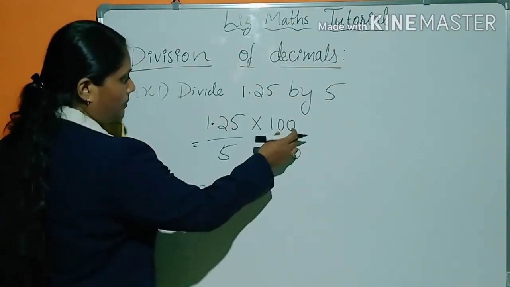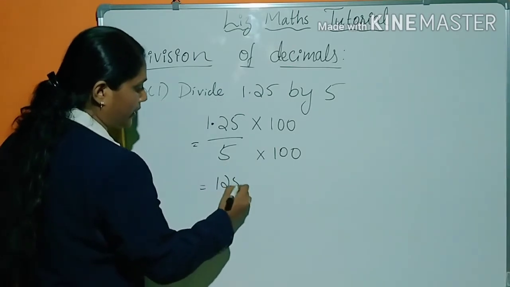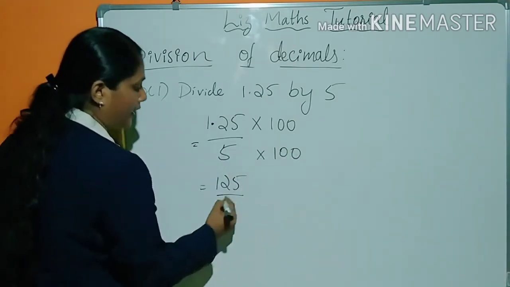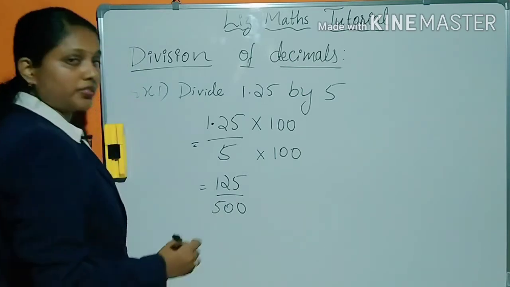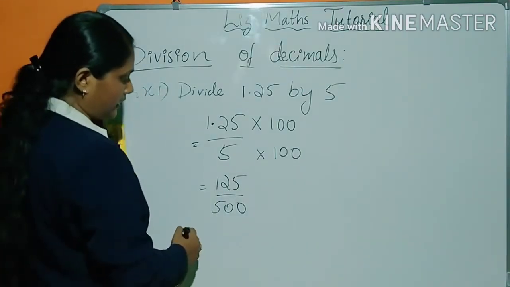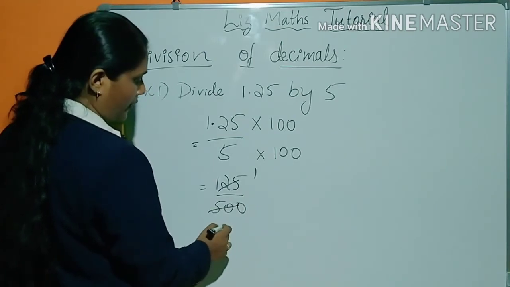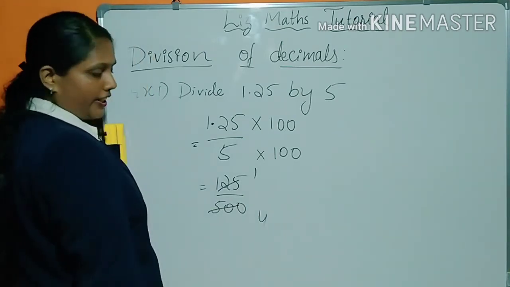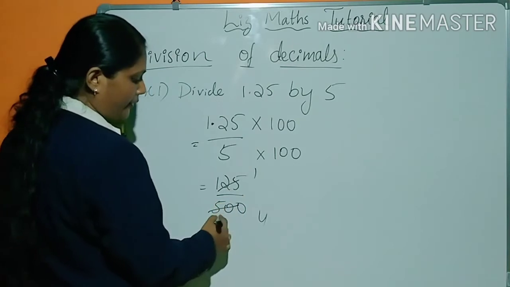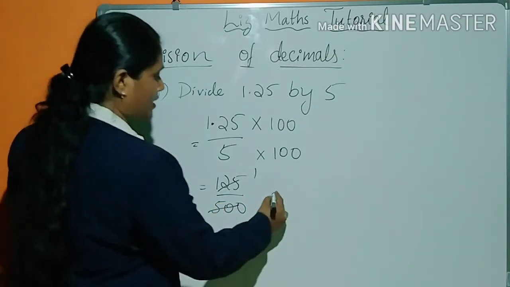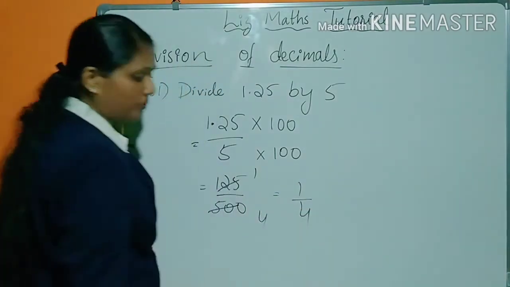So here when you are multiplying, you will get 125, but here 5 into 100 you will get 500. So now go for cancelling this. 125, 1s are 125, 4s are 500, you are getting. See 125, 4s are 500, you are getting. So you are getting 1 by 4.